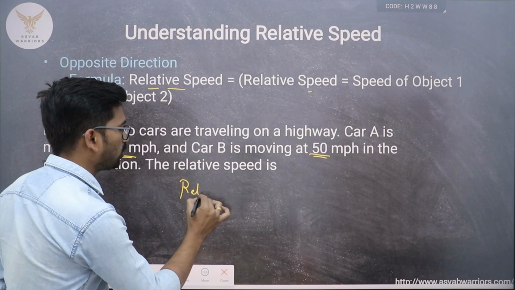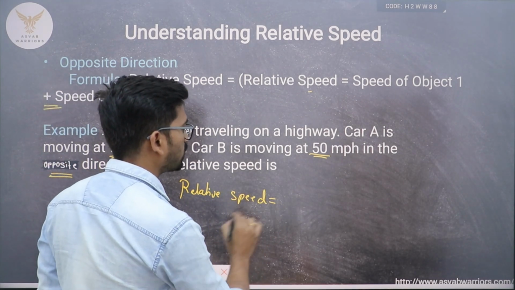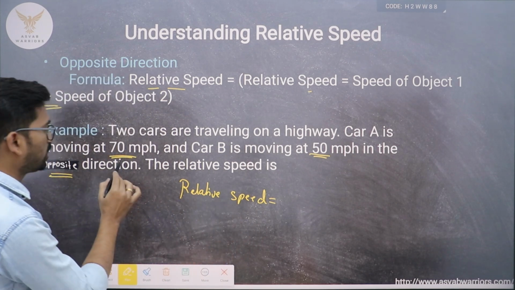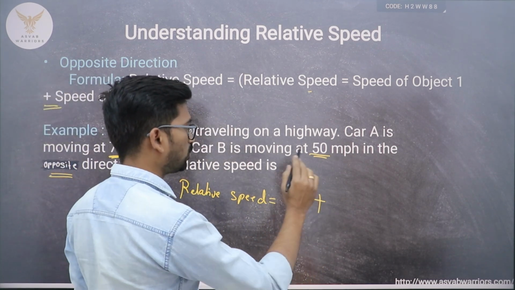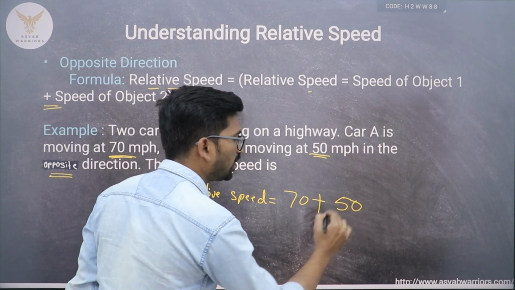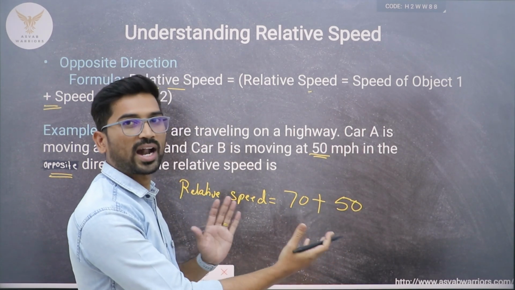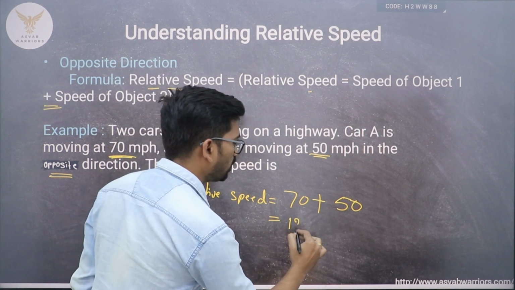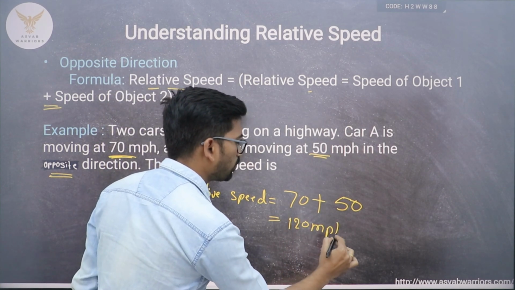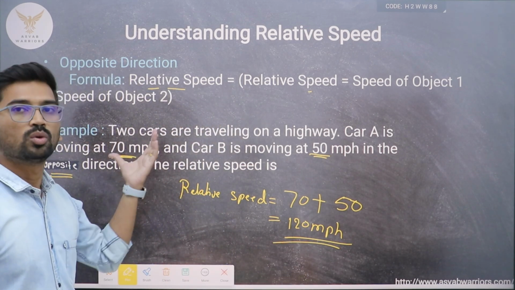So what will be the relative speed? Relative speed equals the speed of object 1, which is 70 miles per hour, and the speed of object 2, which is 50 miles per hour. We will add both the speeds. So 70 plus 50 will be 120 miles per hour. This will be the relative speed for the two vehicles.